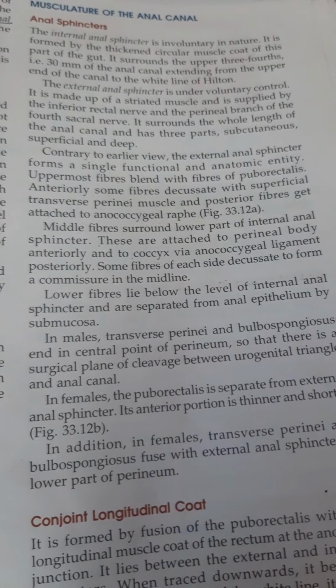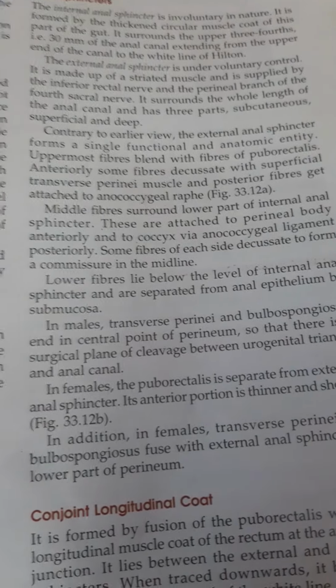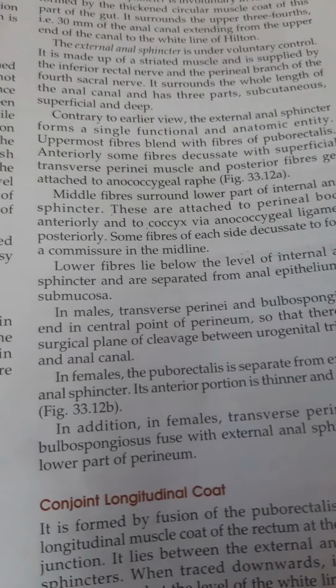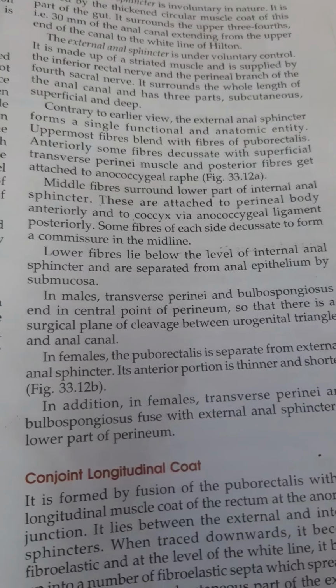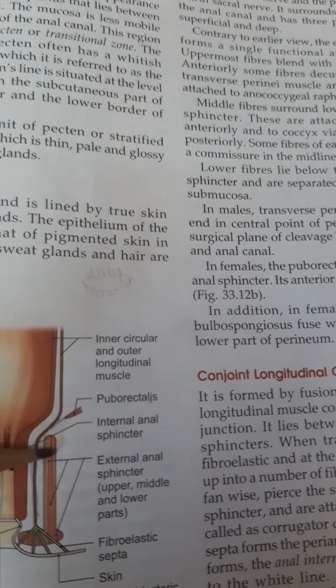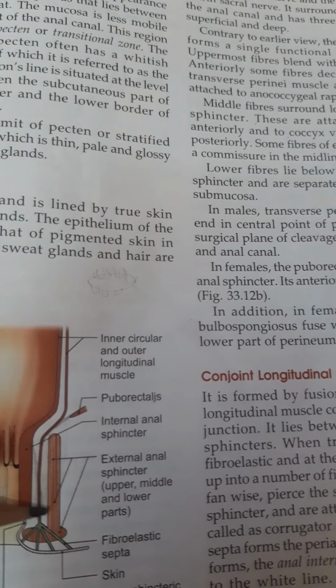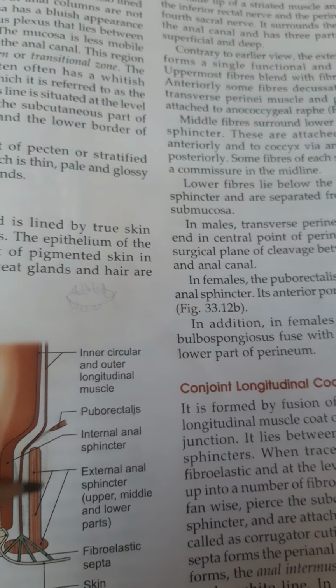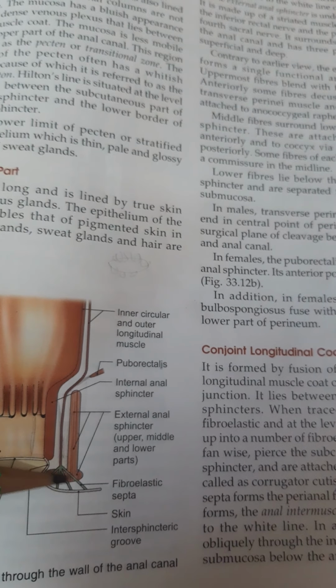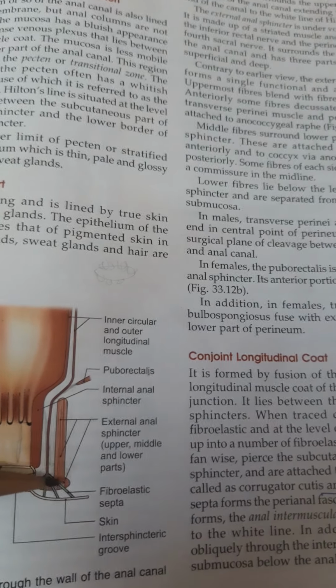So the lower fibers lie below the level of the internal anal sphincter and are separated from anal epithelium by the submucosa. So all these fibers are now understood. This is the upper part or the deep part. This is the superficial part, deep, superficial, and the subcutaneous part. This is the subcutaneous part.